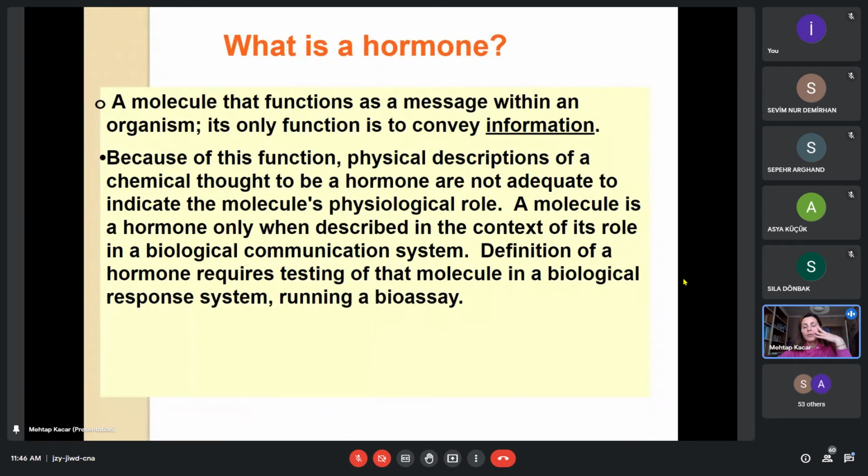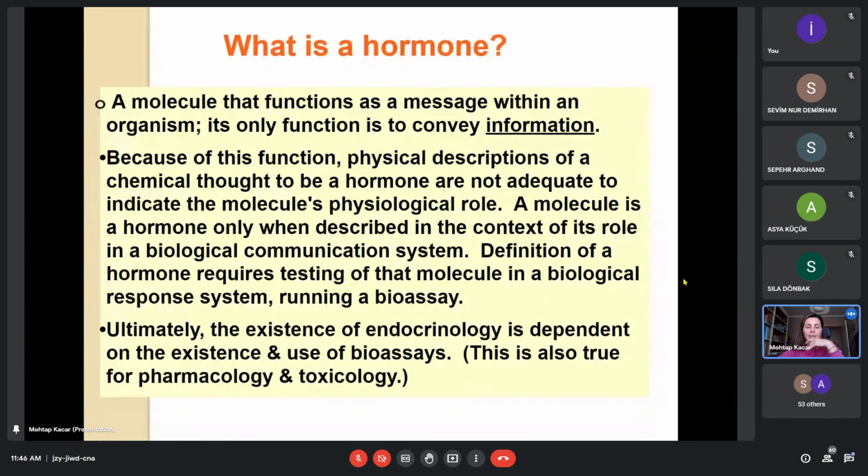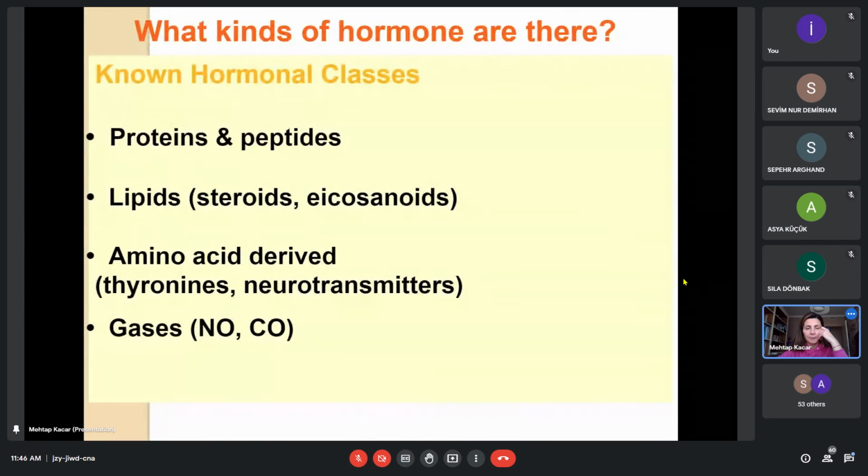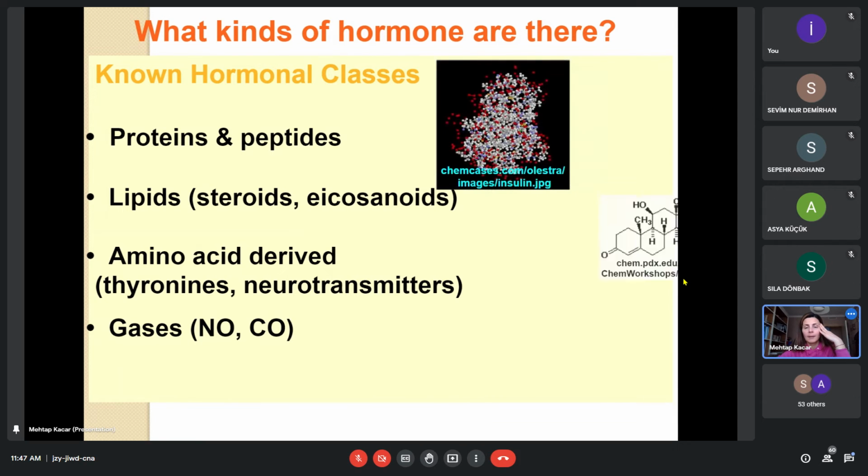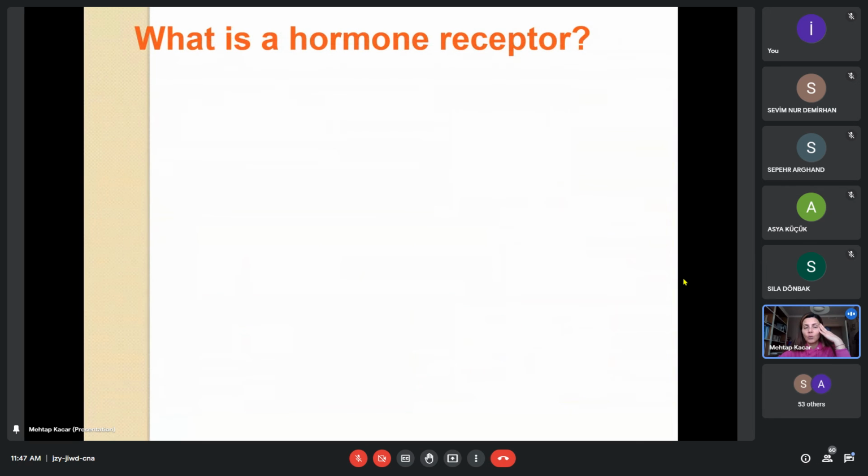system. Definition of a hormone requires testing of that molecule in a biological response system, running a bioassay. We can evaluate hormone levels via bioassay. What kinds of hormone are there as a molecular structure? Proteins, polypeptides, or lipids, steroids, eicosanoids, amino acid derivative hormones such as tyrosine neurotransmitter, and gases, nitric oxide or carbon monoxide. We have different classes of hormone.